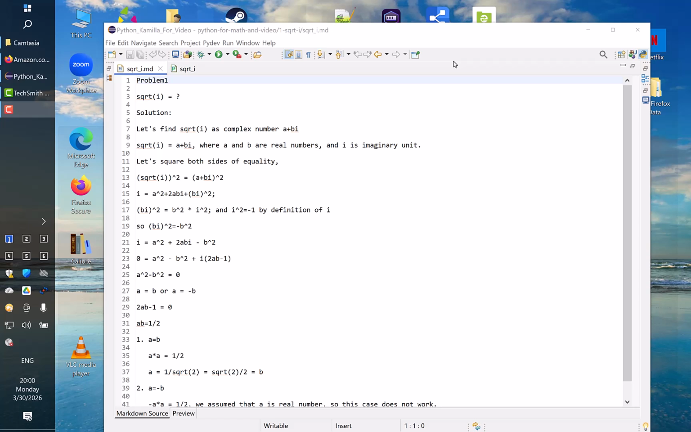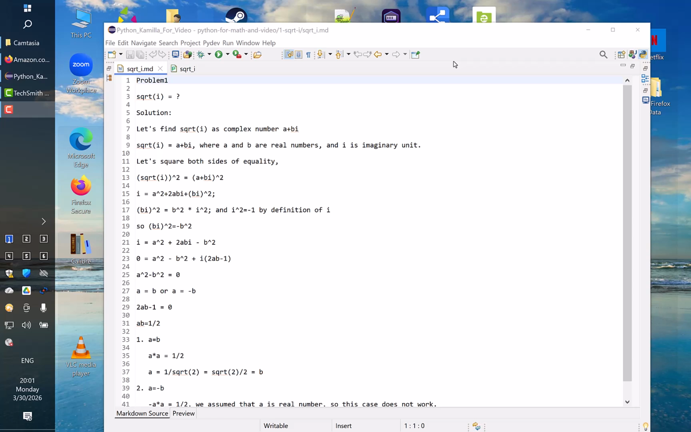Put i on the right side, and you have 0 equal to a squared minus b squared plus i times (2ab minus 1). You have a squared minus b squared equal to 0. So it gives a difference of squares, so a is either equal to b or a is equal to negative b. And the coefficient before i must be equal to 0 because on the left side is 0. So you have 2ab minus 1 equal to 0, so ab is equal to 1 over 2.